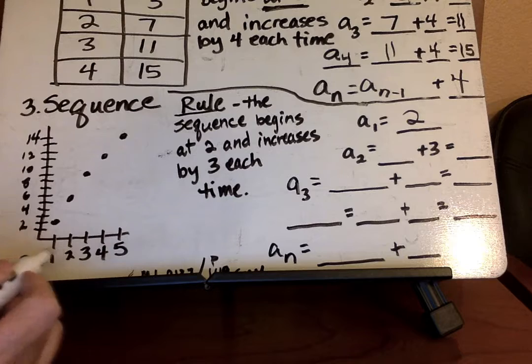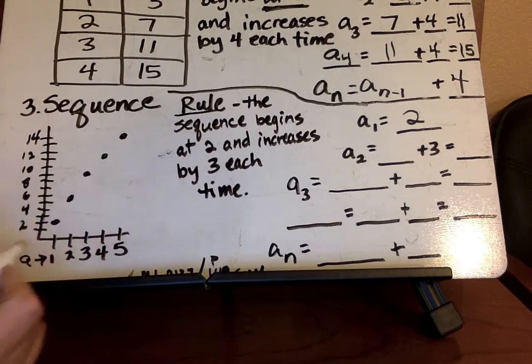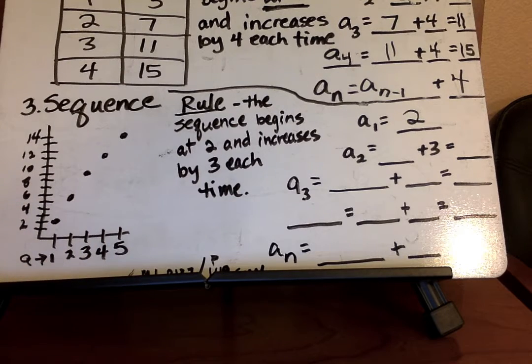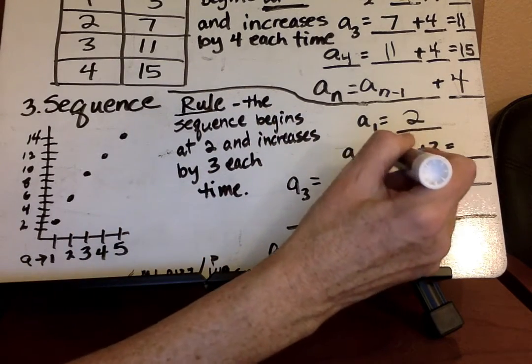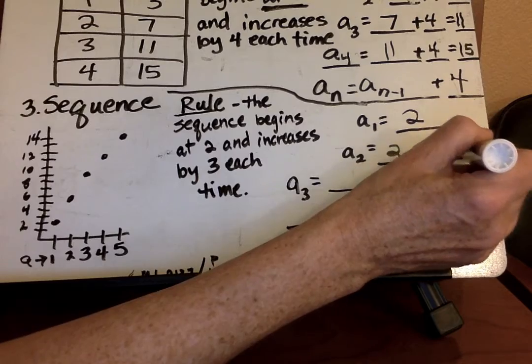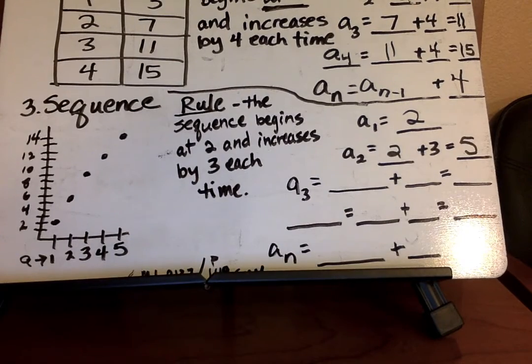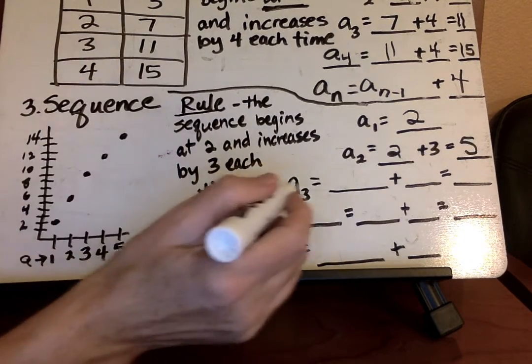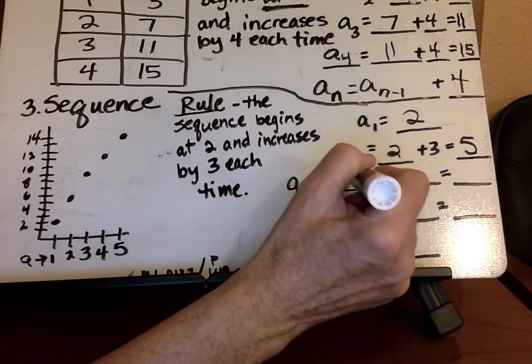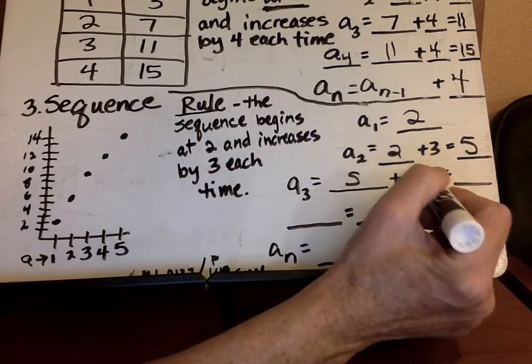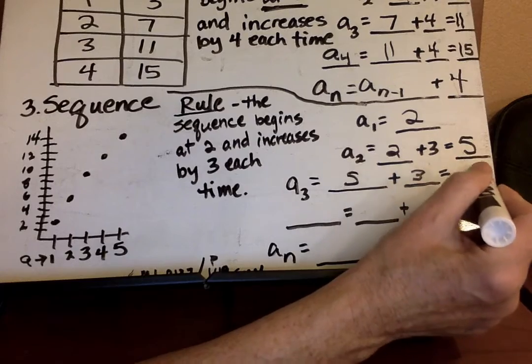If I put in A2, what do I get? I'm going to take the previous one, which is going to be 2, and I add 3 to it, so that's going to give me 5 right there. Then A3 is going to be 5, and again, it's the previous number, plus 3, and that'll be 8.